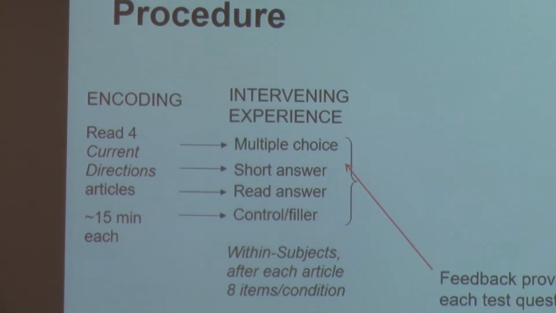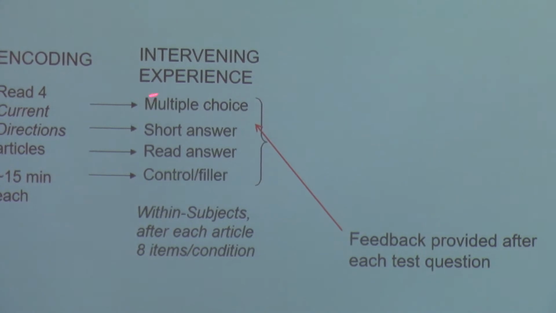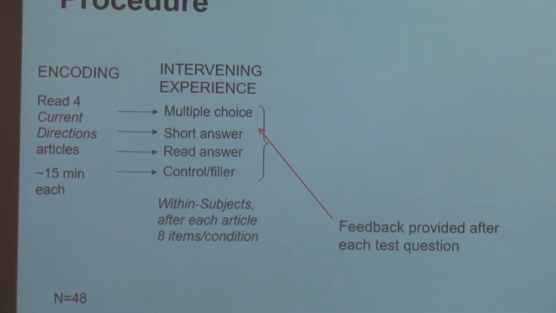And then after reading each article, we quizzed them. So for example, after reading the first article, they might get a multiple choice quiz on the content of that article, and they were given feedback, as I mentioned. After reading the second article, they might get a short answer quiz, and again given feedback. After reading the third article, they would get the read facts condition, just given the answers to test questions without having to take a test. And then after reading the fourth article, for example, if that's the control filler condition, they would just get a demographic questionnaire after reading the article. So no further reminders of the article, just fill out some demographic questionnaire.